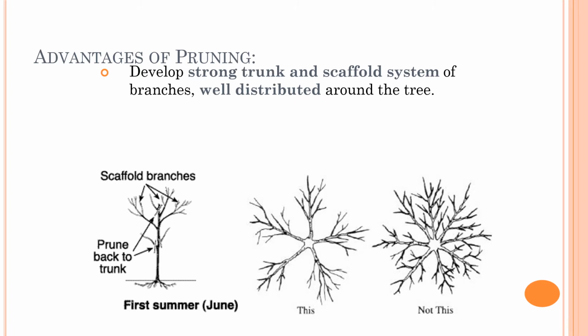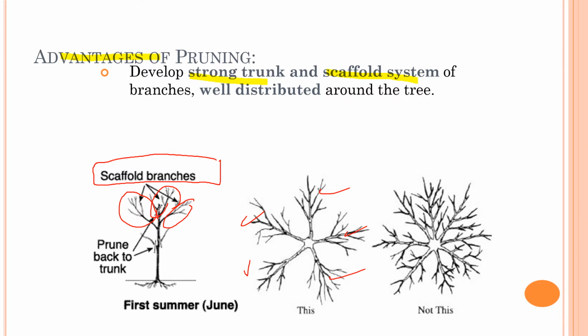So what are the advantages of pruning? As you know, we want to do pruning because we want a smaller, shorter tree, and we want to direct the growth. Advantages of pruning include a strong trunk and a strong scaffold system. Now, what is a scaffold system? Scaffold system is this system. See here, these are called scaffold branches, which are the branches that are left after the pruning. So you have a whole tree with so many branches. Now, these are scaffold branches.